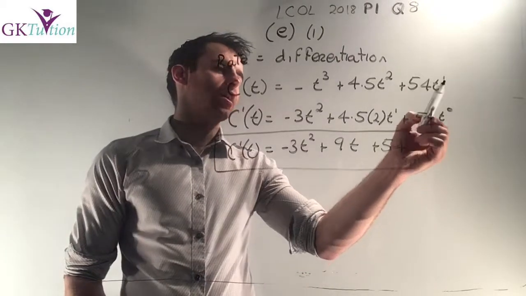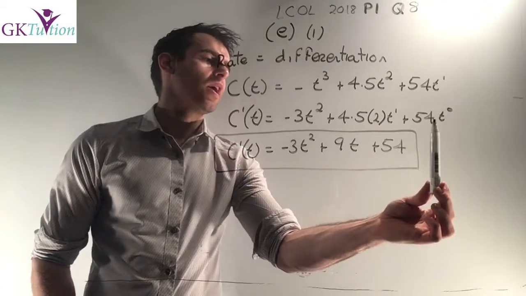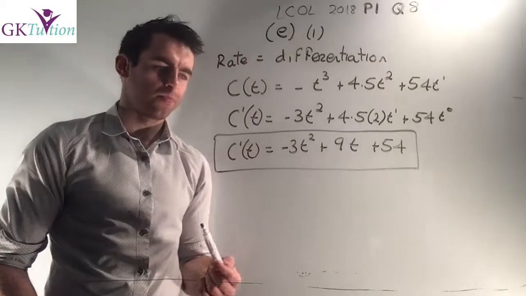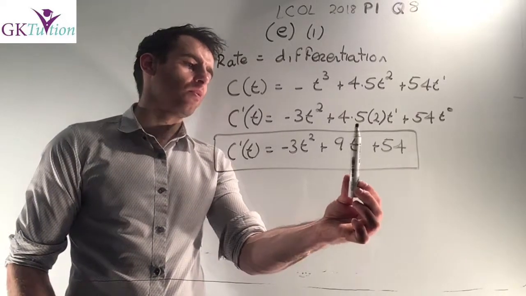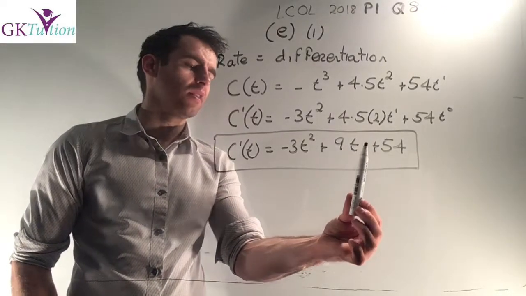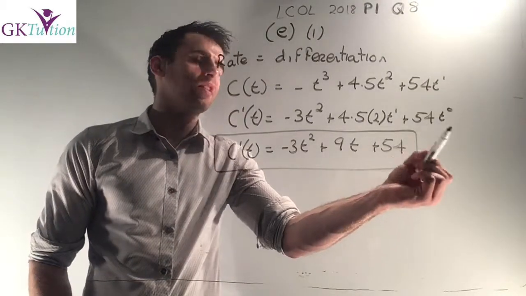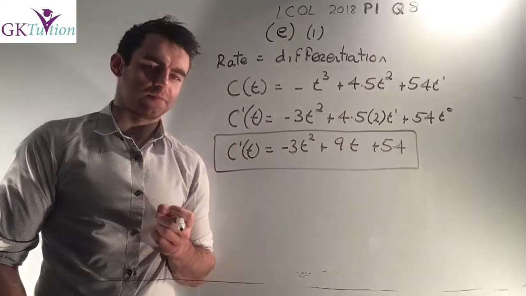In this case, I just bring the power in front. 1 by 54 is still 54, and the power of t decreases by 1, so it becomes t to the power 0. If I just simplify that, it's minus 3t squared. 4.5 by 2 is 9, and that's a t, and then the t to the power 0 is just 1, so I didn't even need to put in the t to the power 0. Your derivative there is just this in the box.